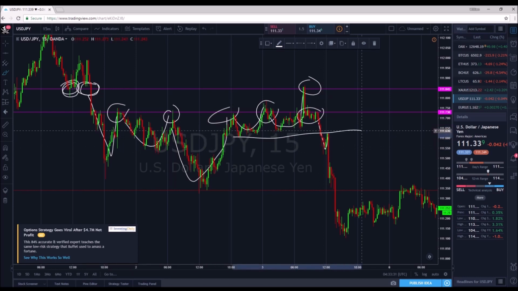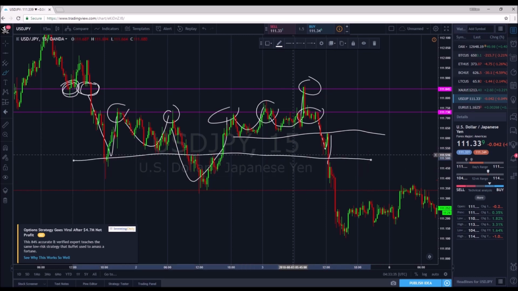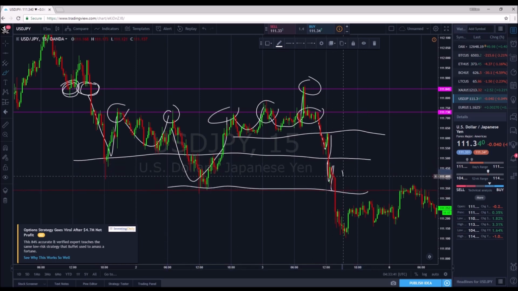And you can sell on the support, take your profit at previous supports, wait for the pullback to the previous support, sell again, take your profit at this support. That's a good trade right there. That's a really good trade where you could have made money. I might have been asleep during this.